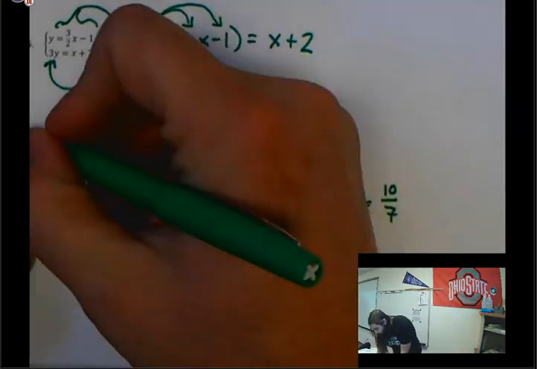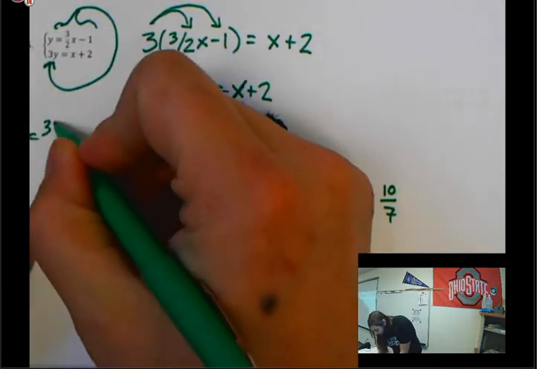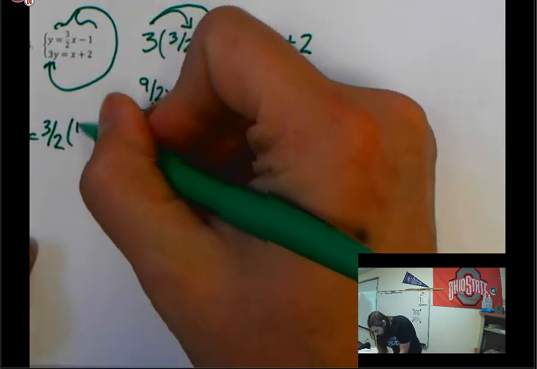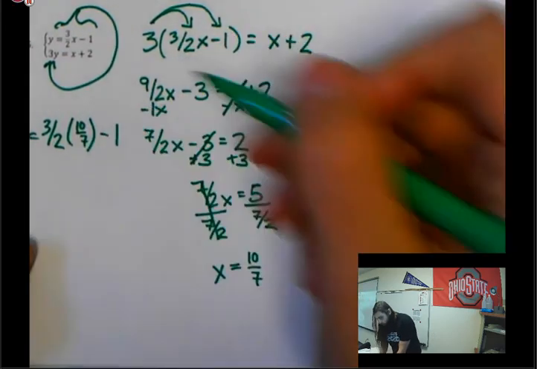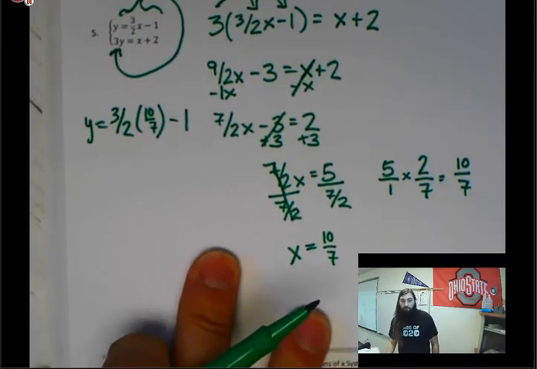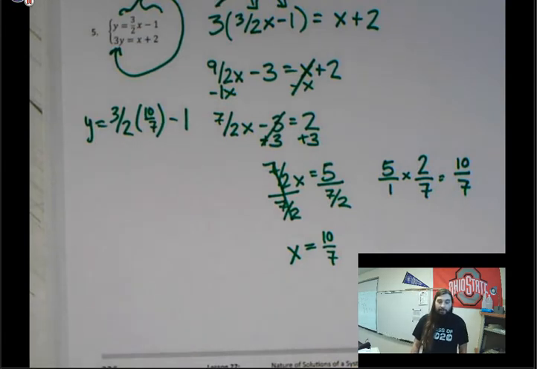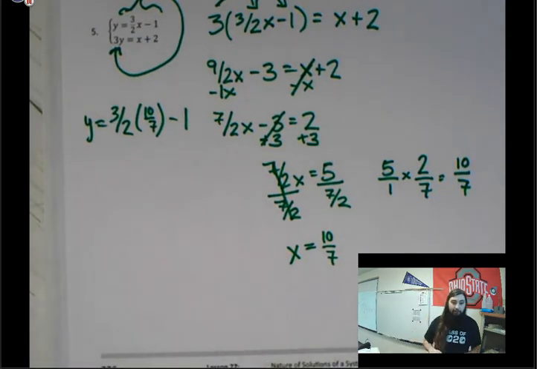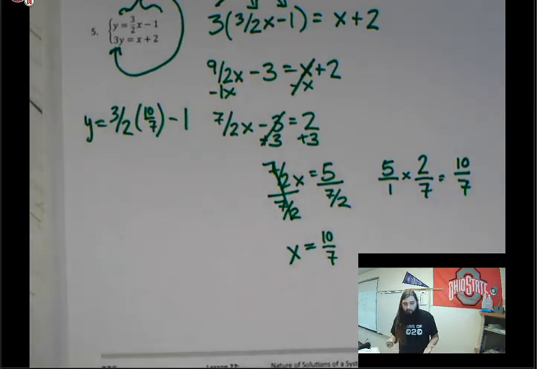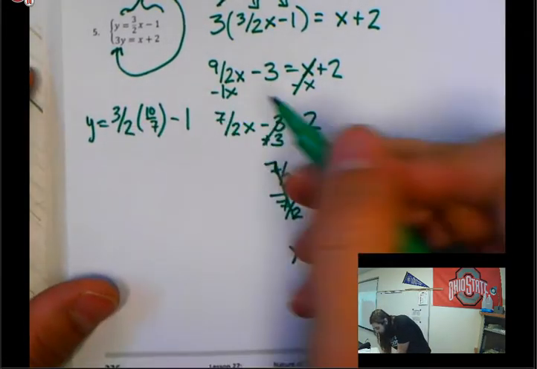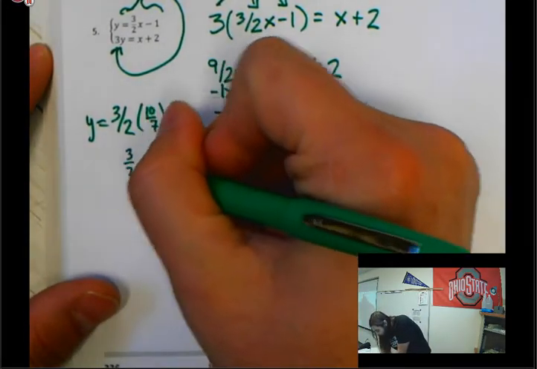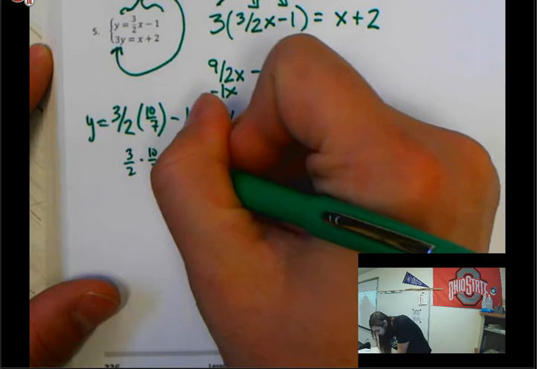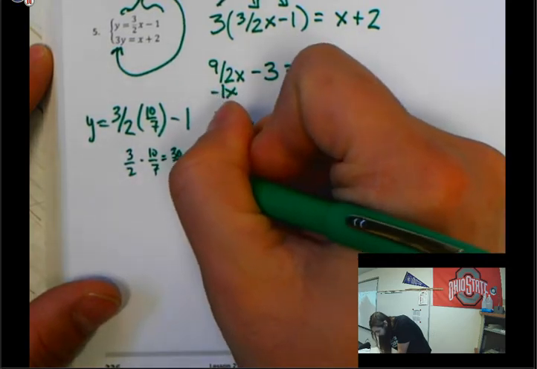So I'm going to take y equal to 3 over 2 times 10 over 7 minus 1. Oops, slide that back over. What I've done this time is I've taken my value for x and plugged it back into my first equation, my top equation, in place of x. So now I can solve for y. Y is the only variable that's left. So I've got 3 over 2 times 10 over 7. That's going to give me 30 over 14.